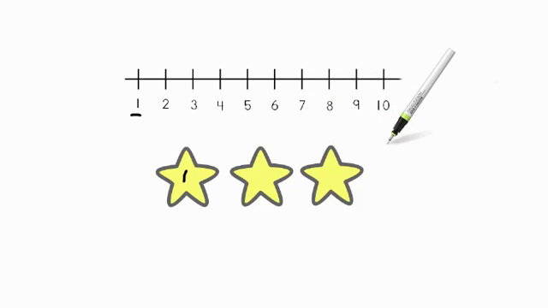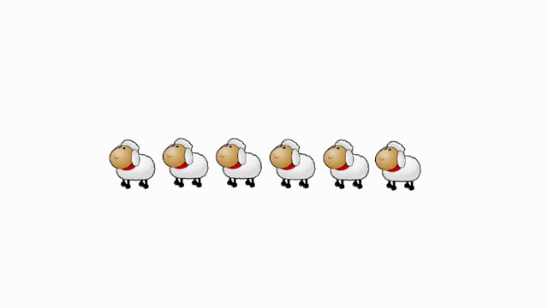Now, what's going to be the next number if we're counting up here? We had 1. The next one is 2. And we have 2 stars. Now we have one more star here. If we look at our number line here, we have 1, 2. The next one is 3. We have 3 stars in all. Great job.